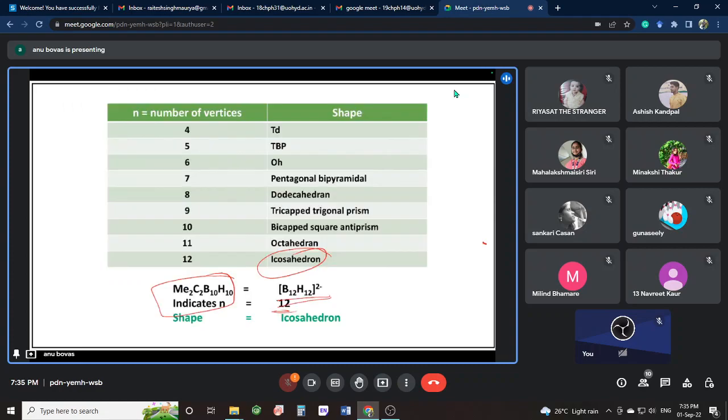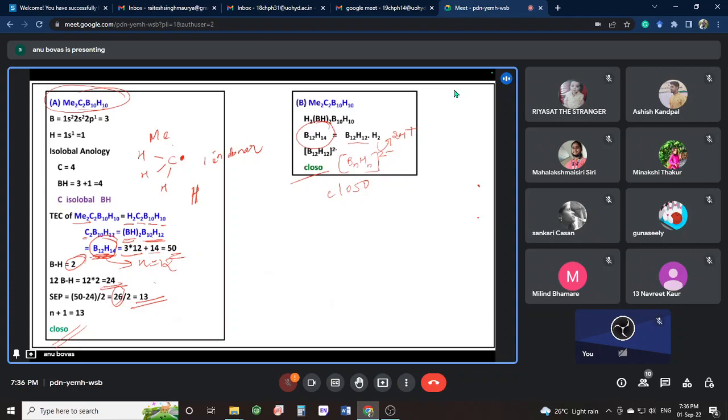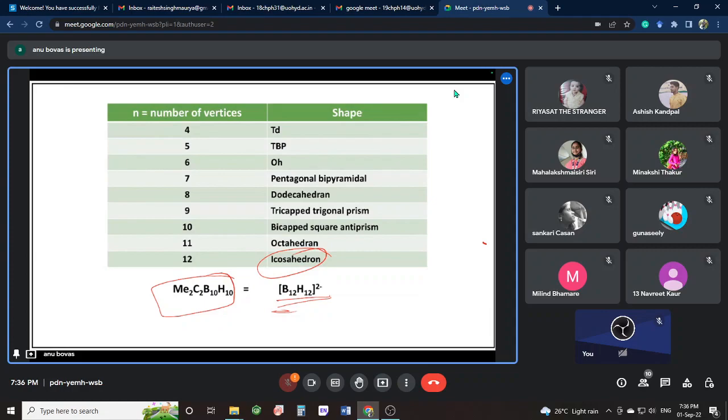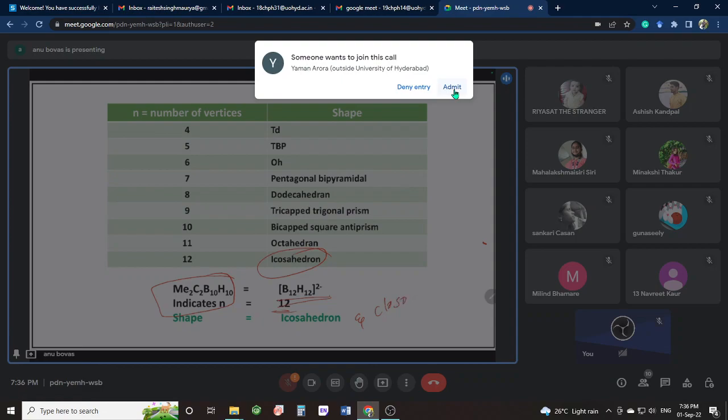Therefore, the answers to the question are structure and shape. The structure here we got as closo and the shape we got as icosahedron. Okay, icosahedron and closo. That is the correct option.